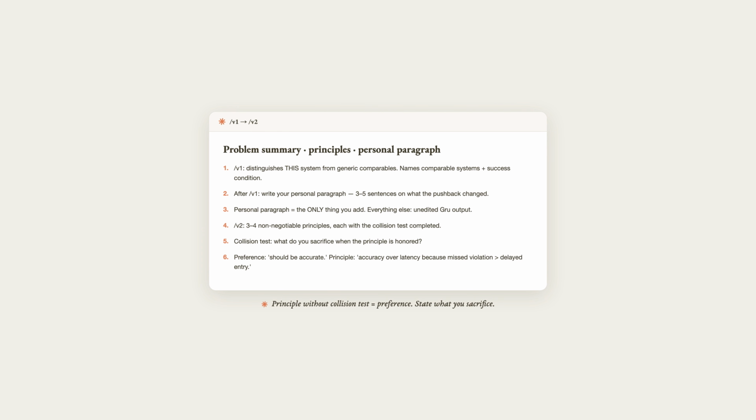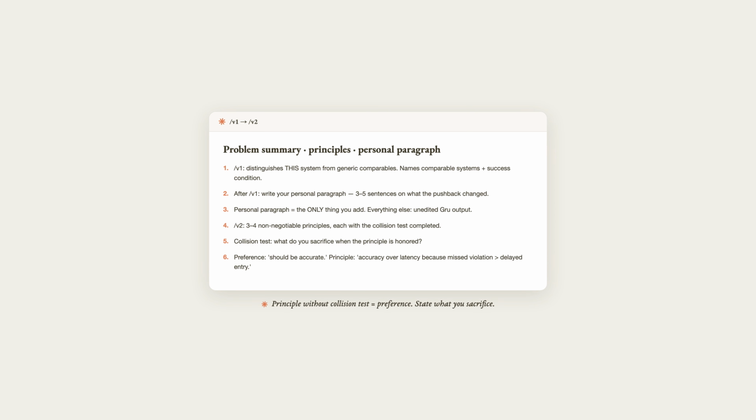After /V1 passes, write the personal paragraph before running /V2. 3 to 5 sentences in your own voice, what GRU's pushback changed about how you understood the problem. This is the only thing you add to the SDD, everything else is GRU's output, submitted unedited.